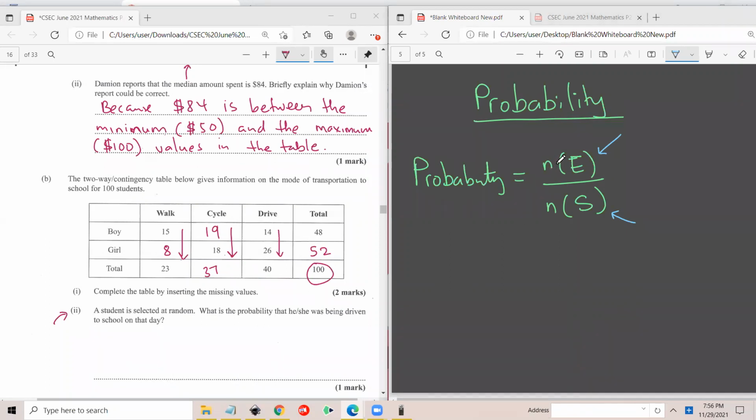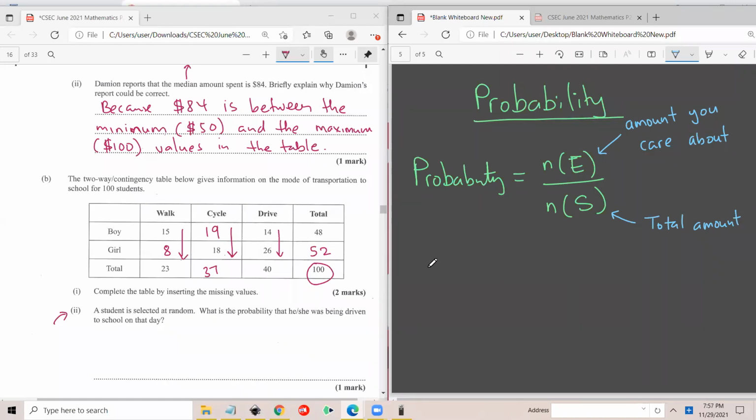So the numerator just basically stands for the amount you care about, and the denominator is just the total amount. That's all it boils down to. You're taking the amount you care about and dividing it by the total amount.